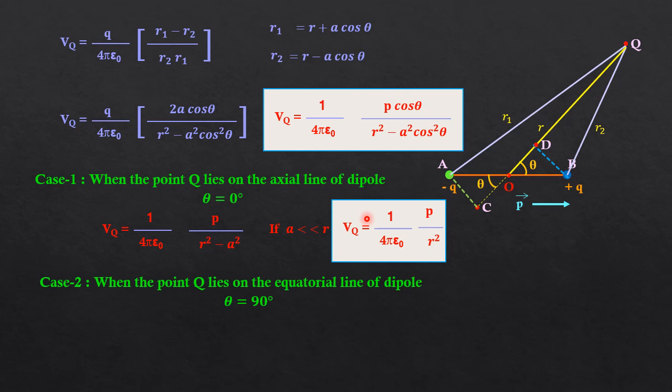Now, the second case in which we will take the point Q lying on the equatorial line. If it is the equatorial line, the angle theta becomes 90 degrees. So you will get cos theta equal to 0, or cos 90 is 0. Therefore, the potential along the equatorial line is zero.